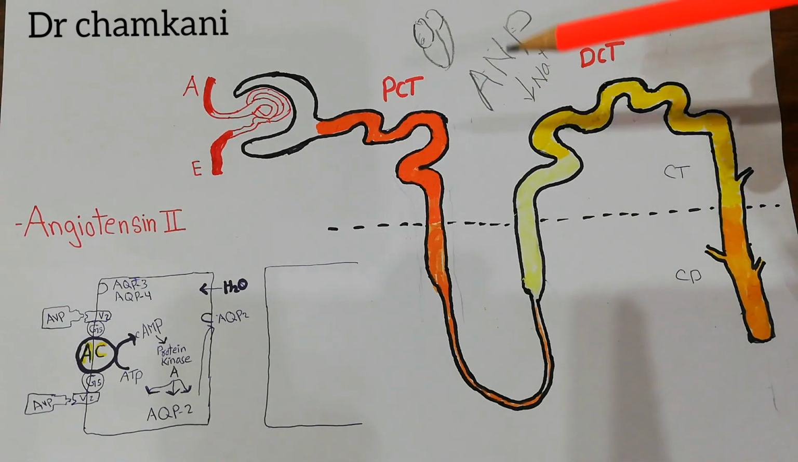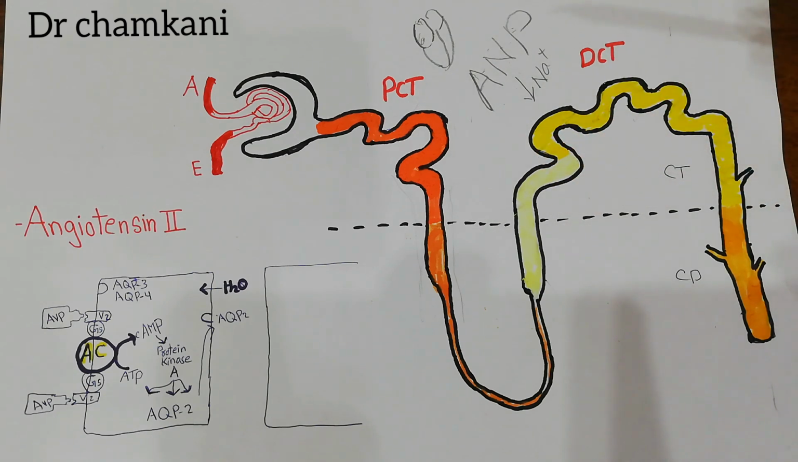That's why it is also being discussed here, as we have discussed the role of aldosterone, the role of angiotensin 2, and the role of the antidiuretic hormone. All of them modify the formation of urine. All of them modify the concentration of urine.